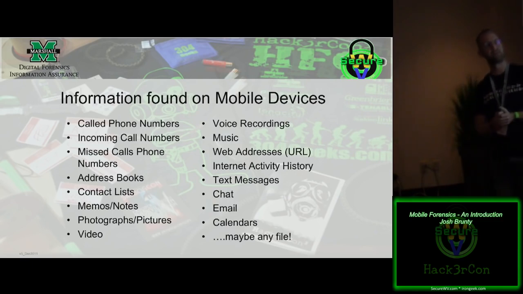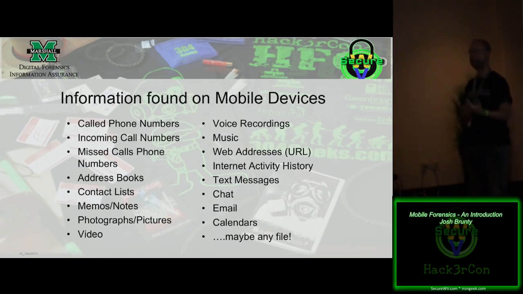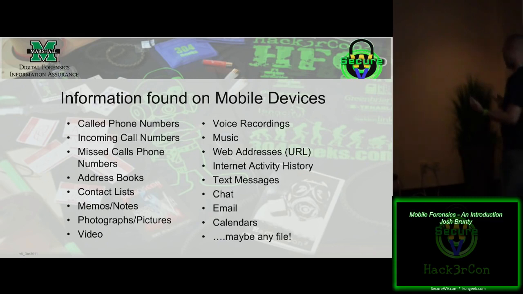Websites, URL addresses. Let's just say a Firefox browser is downloaded onto an Android device. You're going to be dealing with that much as you would the Firefox database on a computer. It's a SQLite database. You're going to have to carve through that much like you would any other Firefox database on any other PC. Internet activity history, text messages. Text messages can have different locations.